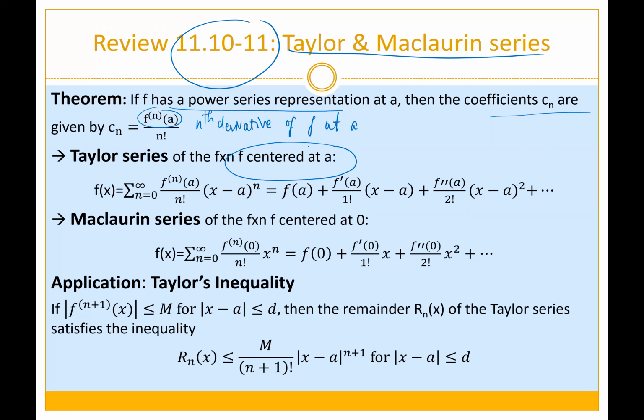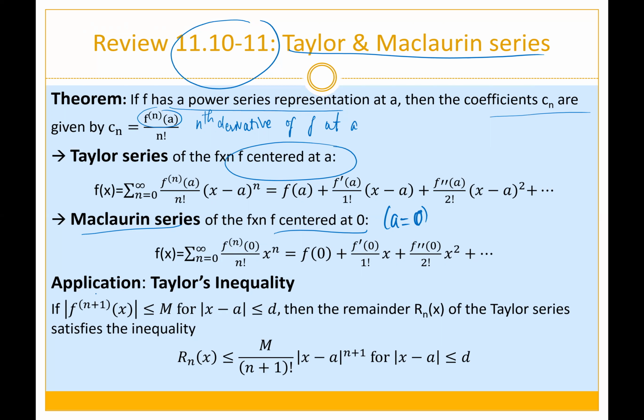Now for the Taylor series, we have a general power series centered at a. Then your f of x is going to be the series from n equals 0 to infinity of the nth derivative of f at a, divided by n factorial, multiplied by x minus a to the nth. The Maclaurin series is the special case of Taylor series where the function is centered at 0, so a equals 0. Then you just have the series similar to the above series.